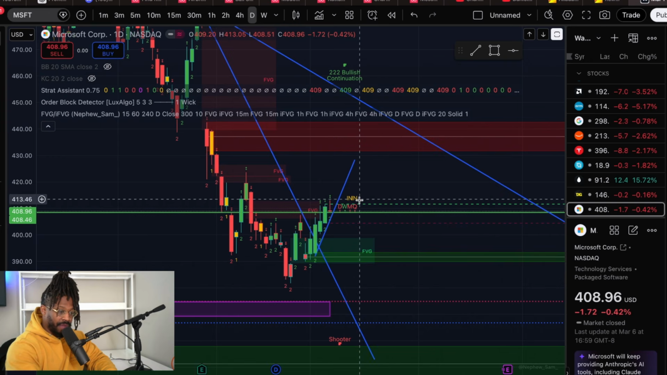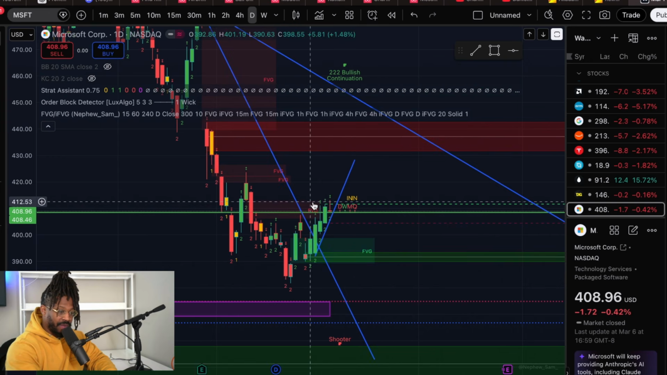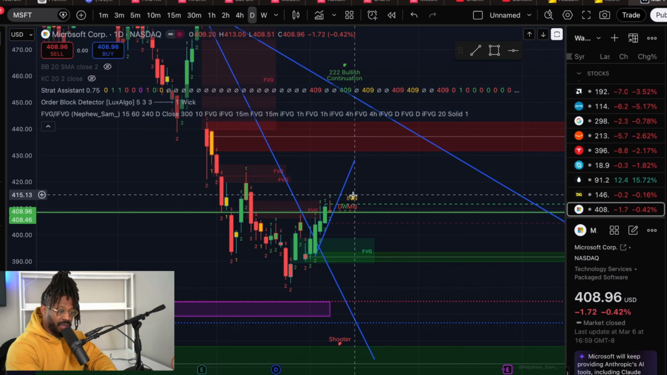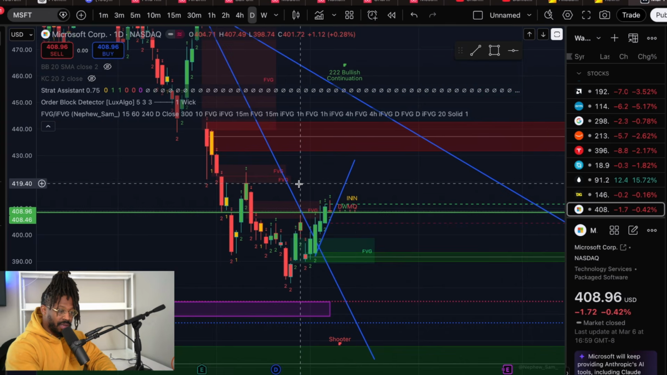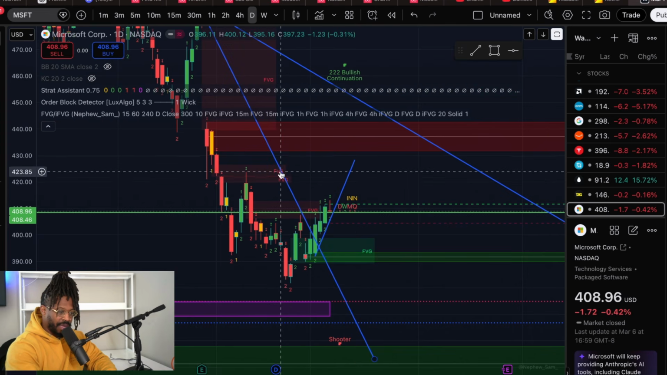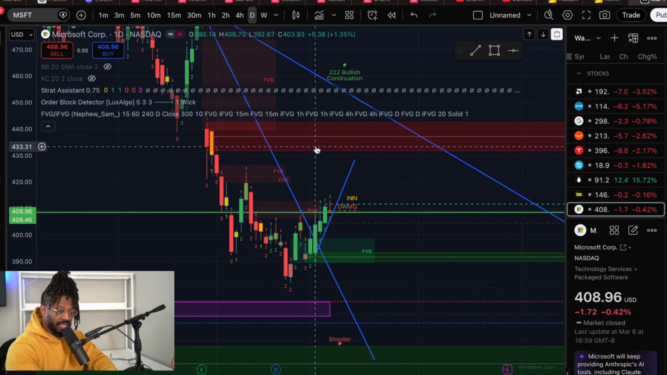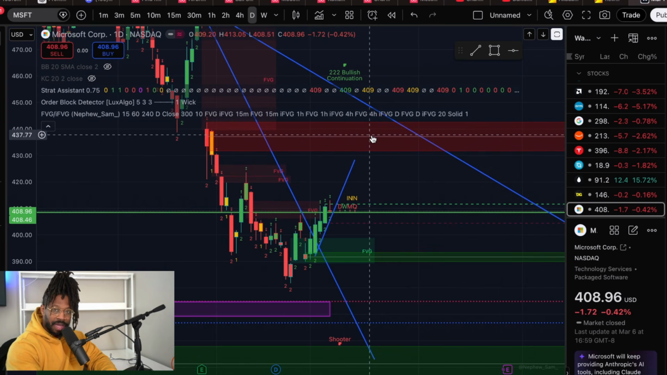So if we break above this fair value gap right here and we make our way up, the first area of resistance would be the beginning of this fair value gap. But if it finds a way to make it through and fill these fair value gaps, then the next major resistance would be at this bearish order block. Okay, this is very important to understand.